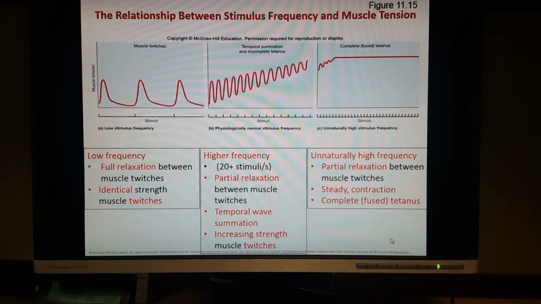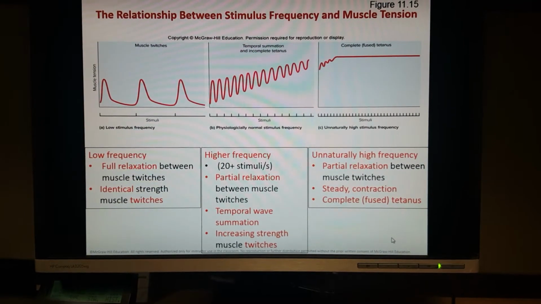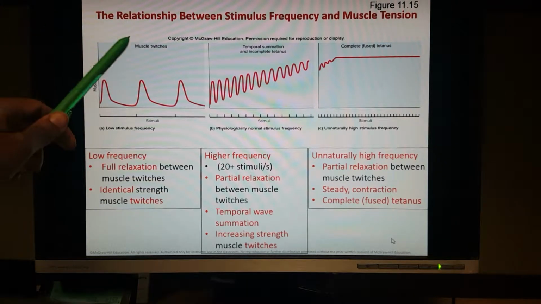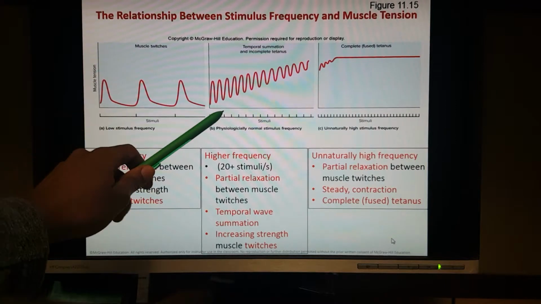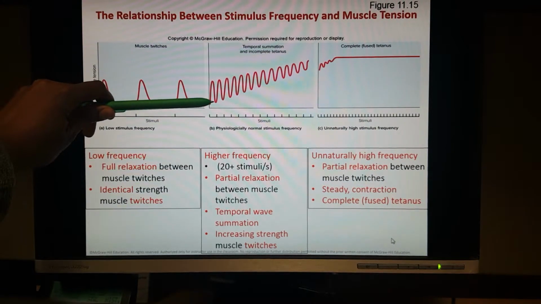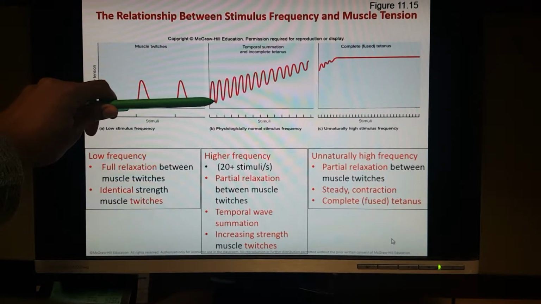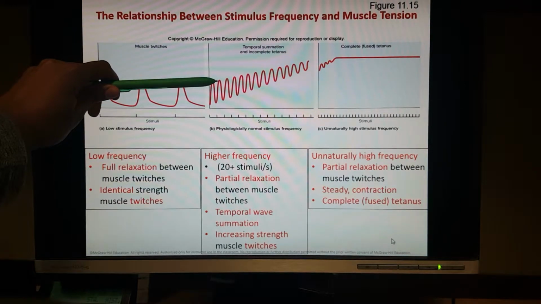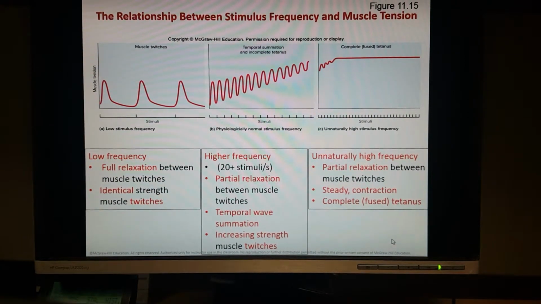However, at higher frequency stimuli, with the same amount of stimuli and the same voltage level, the stimuli are so quick in their timing that your muscles don't have time to fully relax. So here's our baseline, and a little bit higher up here is the partial relaxation that happens between the muscle twitches. The same stimuli strength causes the same amount of twitch, but it's a little bit stronger because you're only partially relaxed, so you already have a little bit of extra tension on your muscles.